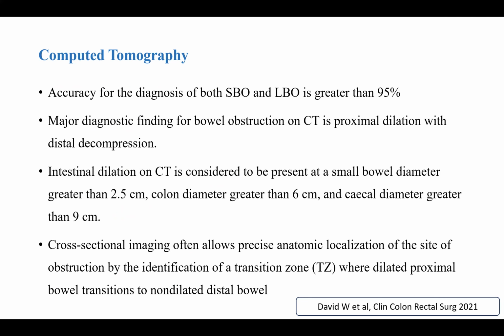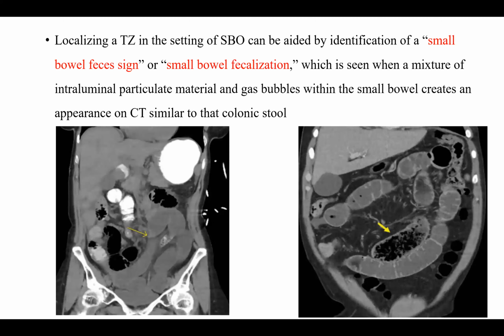Coming to CT, its accuracy for diagnosis of both small bowel obstruction and large bowel obstruction is high, with greater than 95% specificity. The major diagnostic finding in CT is proximal dilatation with distal compression of bowels. In CT, intestinal dilation of small bowel greater than 2.5 centimeters, colon greater than 6 centimeters and cecal diameter greater than 9 centimeters is considered dilated bowel with obstruction. The cross-sectional CT allows us to find the transition zone, where the dilated proximal bowel transitions to non-dilated distal bowel.